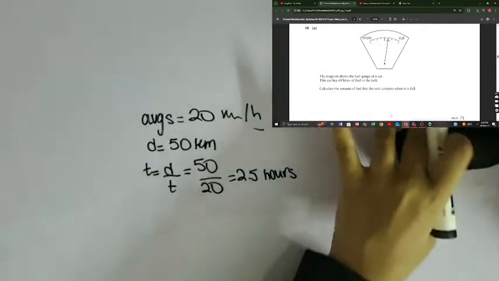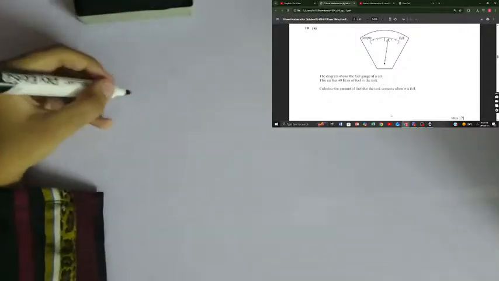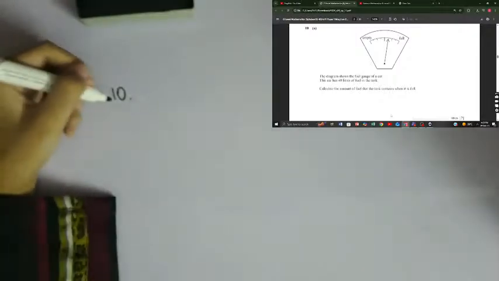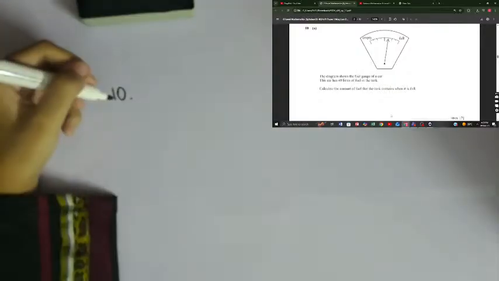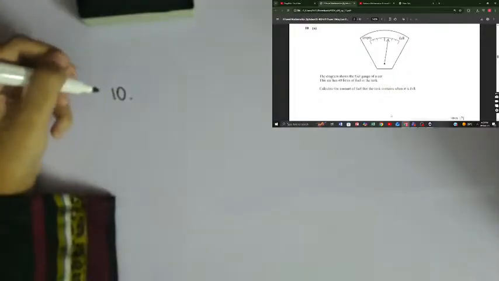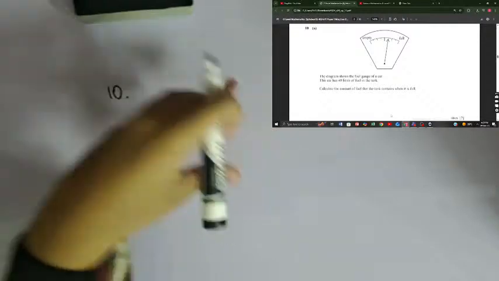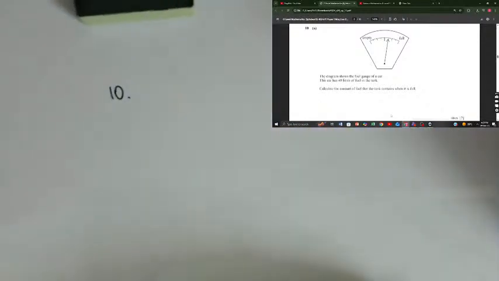And the next thing we have is question number 10. Question number 10 shows the fuel gauge of a car. The car has 40 liters of fuel in the tank at this point. So what we can do is express a fraction, and then find the number of portions that represent each portion and when it is full as well.